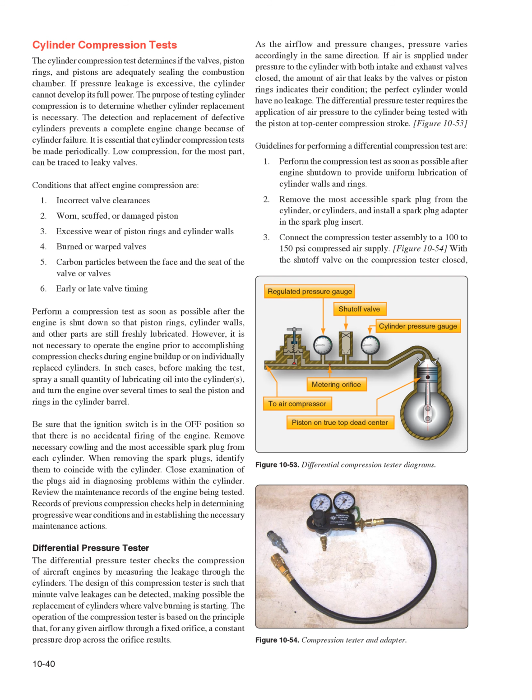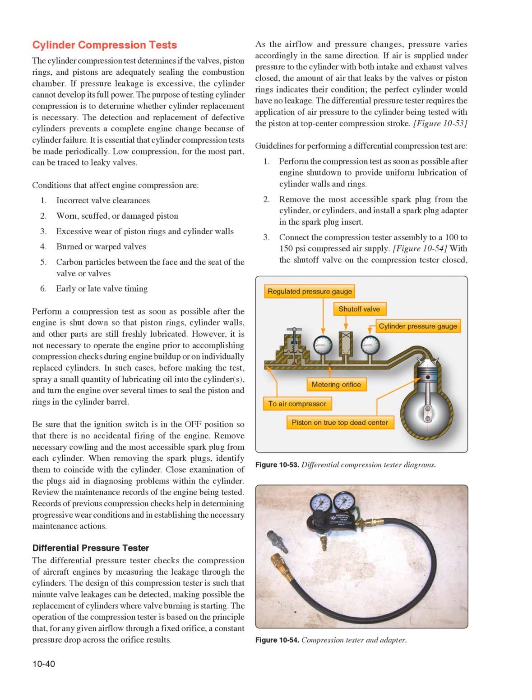Differential pressure tester. The differential pressure tester checks the compression of aircraft engines by measuring the leakage through the cylinders. The design of this compression tester is such that minute valve leakages can be detected, making possible the replacement of cylinders where valve burning is starting.